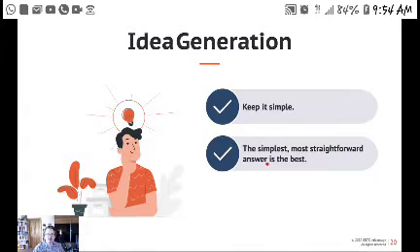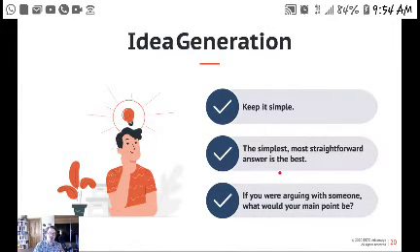The simplest, most straightforward answer is normally the best, because they're easy to think about and easy to write about and easy to understand. If you were arguing with someone, what would your main point be? Imagine you're having an argument with someone about this specific topic, and they think the exact opposite to you, and they're telling you that you're wrong. What would your main idea be? What would your main point be? That is going to be an extremely simple, straightforward, strong idea.